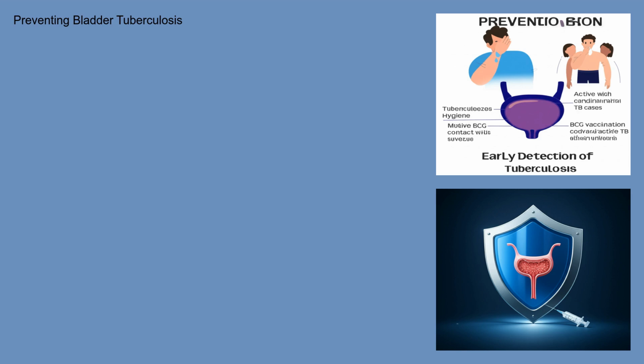Preventing bladder tuberculosis primarily involves preventing the initial tuberculosis infection. This includes early detection and treatment of pulmonary tuberculosis, as well as vaccination with the BCG vaccine in areas where TB is prevalent. Maintaining good hygiene practices, avoiding close contact with individuals who have active TB, and improving living conditions to reduce overcrowding can also help prevent the spread of tuberculosis.